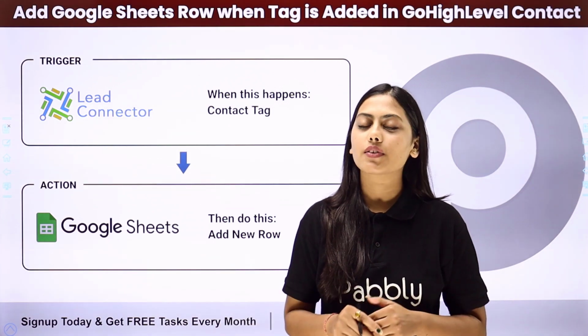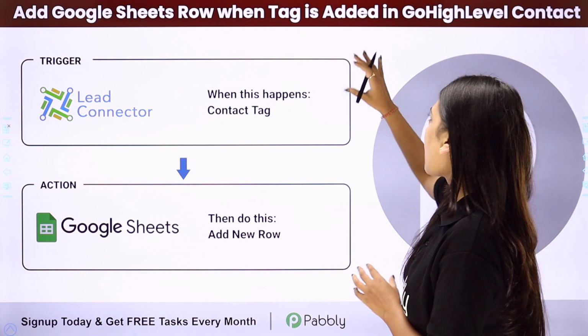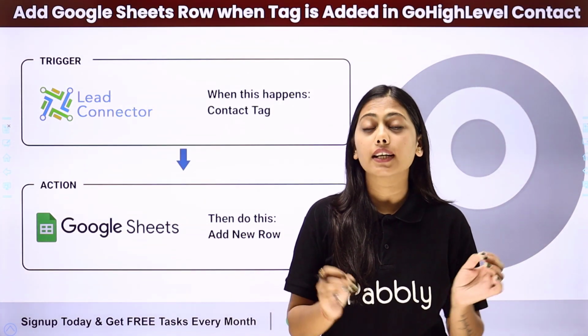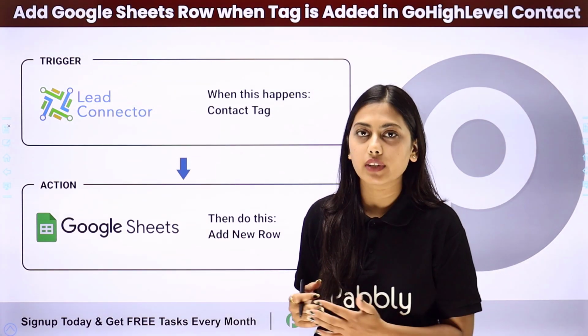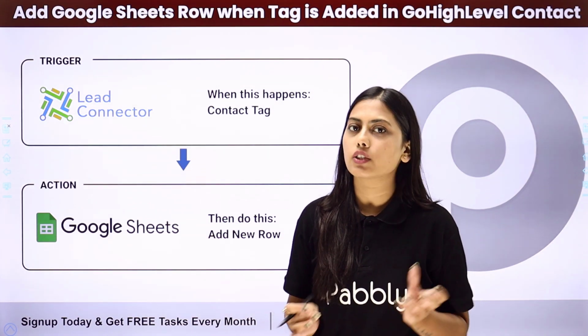Hello everyone, so in this video we are going to learn how to add Google Sheet rows when a tag is added in a GoHighLevel contact. So whenever you create a new contact or there is an existing contact in your GoHighLevel, then whenever you add or remove a tag on that contact, you want to add the details in your Google Sheet.